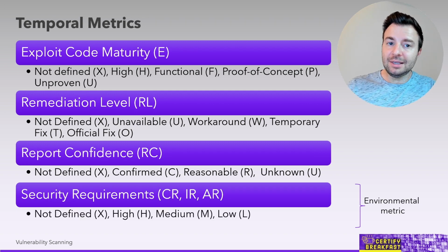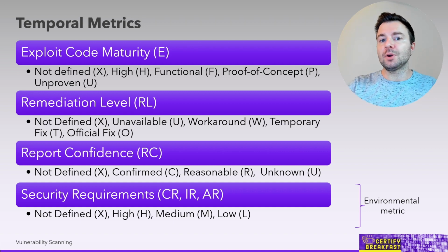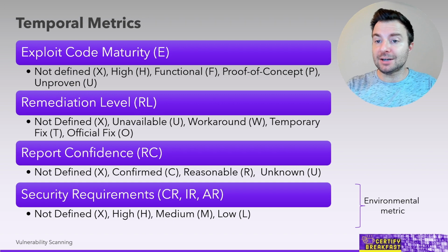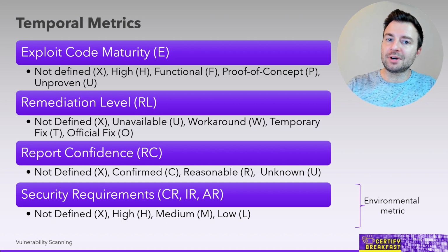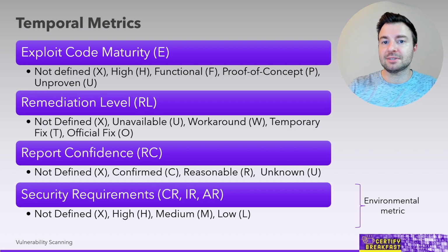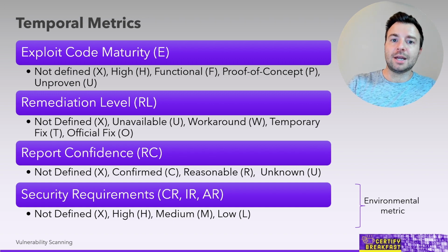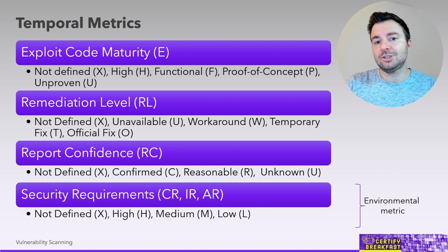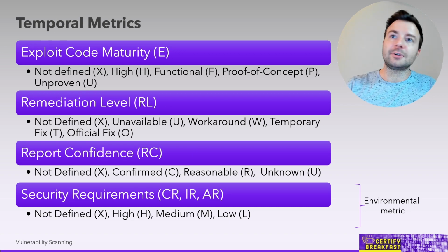And these include the exploit code maturity. Is there exploit code already developed for this specific vulnerability? If there is no exploit code available or that we know about, then of course the score is not going to be so high, because the risk is not so high for somebody to actually use that exploit code and exploit the vulnerability. Remediation level, as you can probably guess: is there a patch? Is there an update, a fix that we can install to remediate this vulnerability?